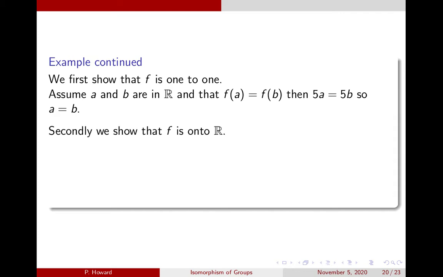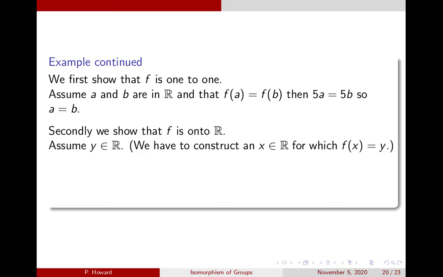To show that f is onto R, we pick a y in R, assume y is a real number, and we have to construct a real number x for which f of x equals y. We have to construct x out of what we have available, and in this case what we have available is y. Well, after a little scratch work, I decided that x equals y over 5 is what's going to work. So we're letting x be y over 5, and now we will check that f of x equals y.